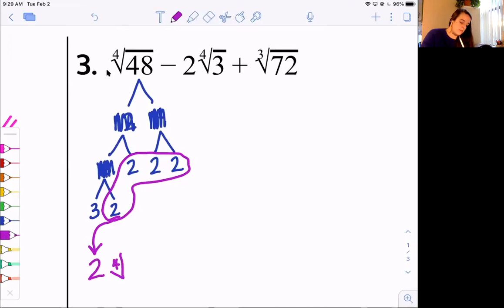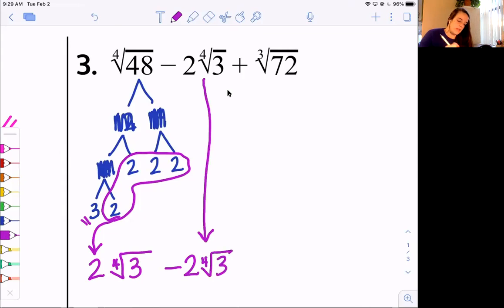We still have our 4th root. What's left on the inside? The 3. Just one 3, right? That 3 there. All right, so we have 2 4th root of 3. Can I simplify 3, break it down? No, there's nothing I can do there, right? So I'm just going to bring this straight down here, minus 2 4th root of 3.